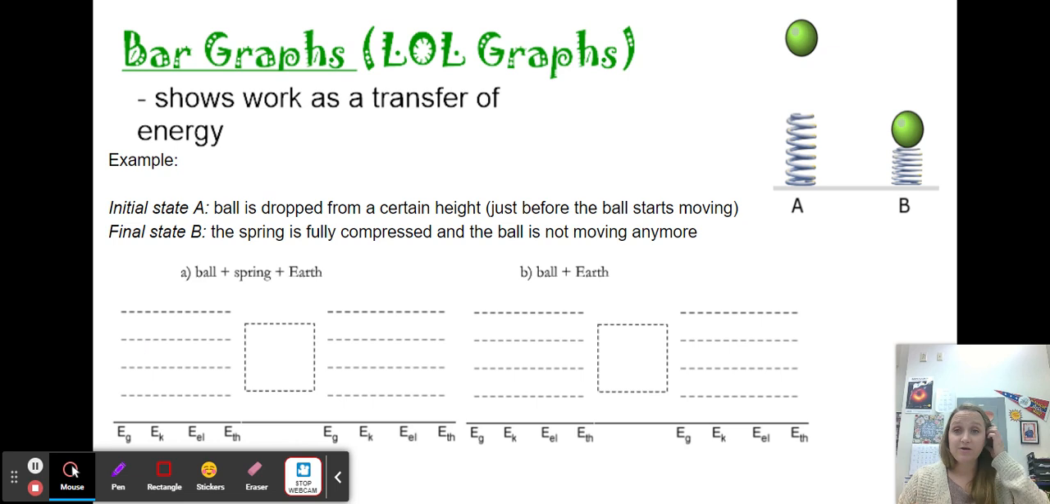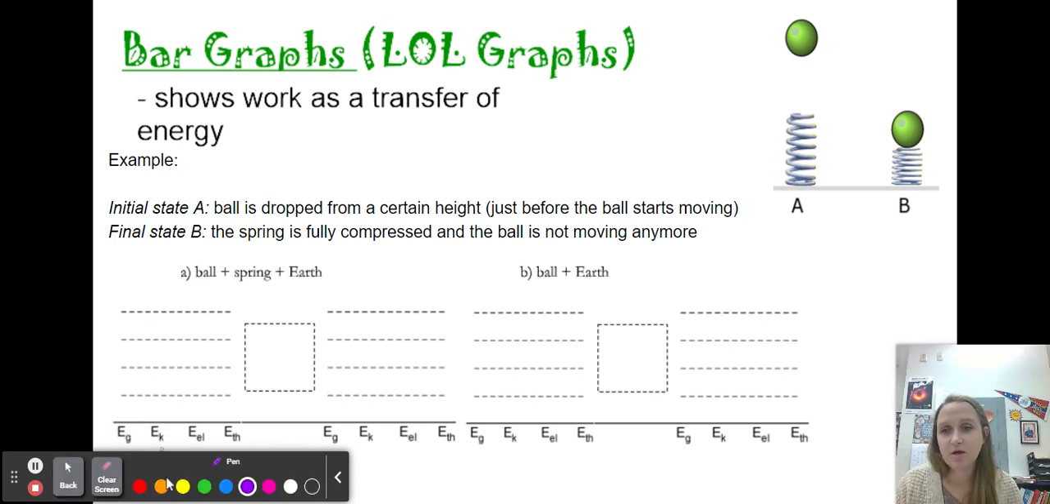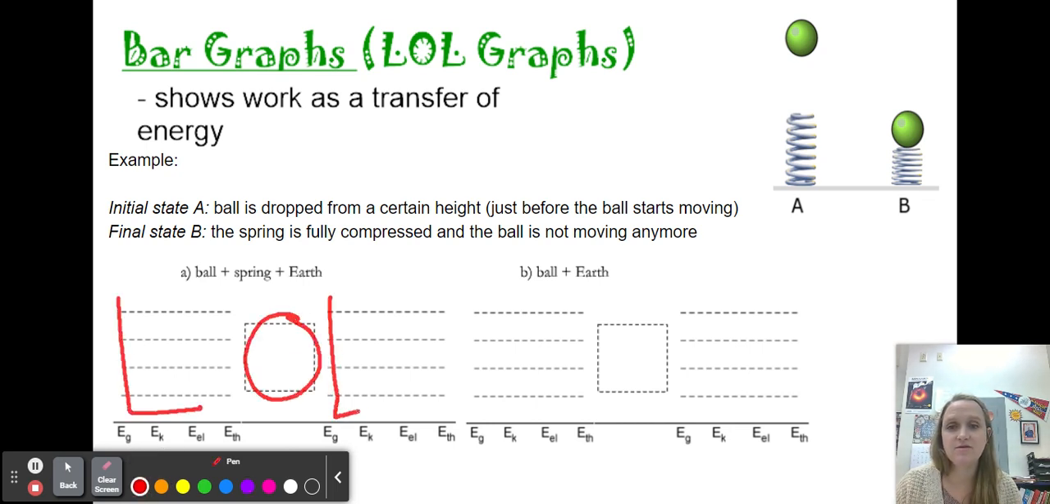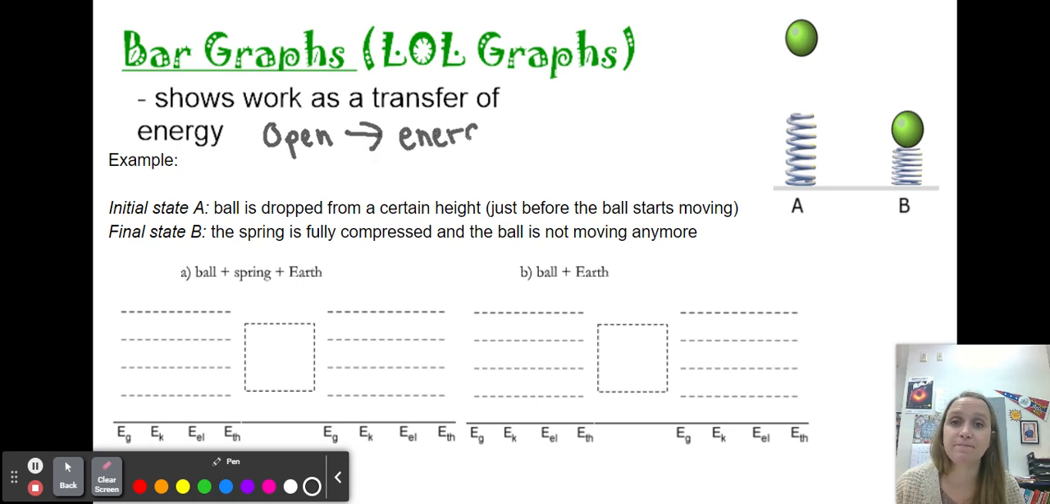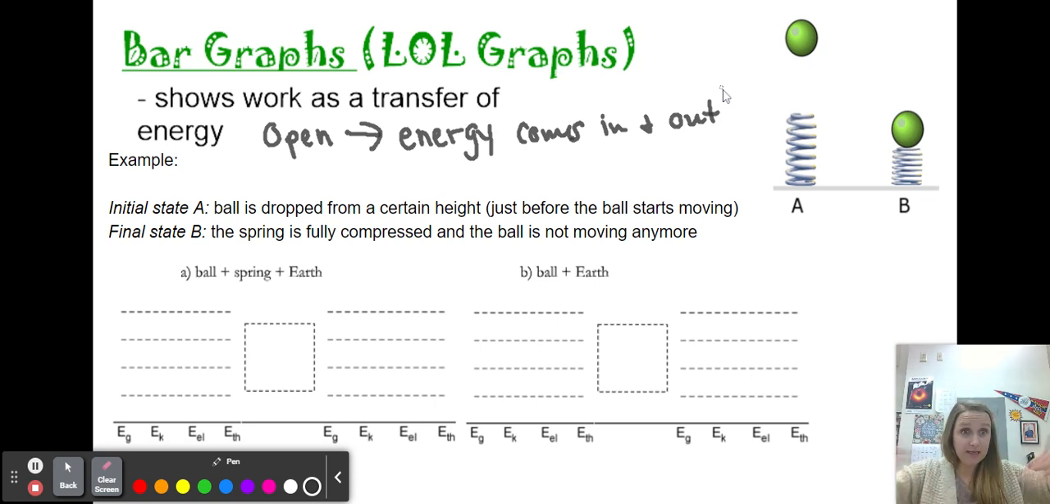Now, there's another type of graph we can look at called a bar graph, or we call them LOL graphs. They're called LOL graphs because if I were to draw axes, I have L, and then we have a system in here, and then we have an L. That's why they're called LOL. This shows work as a transfer of energy. These are both best used when you have an open system. Open systems mean energy can come in and out. Just like if you have an open door, things can go in and out, versus if you have a closed door, things have to stay in.